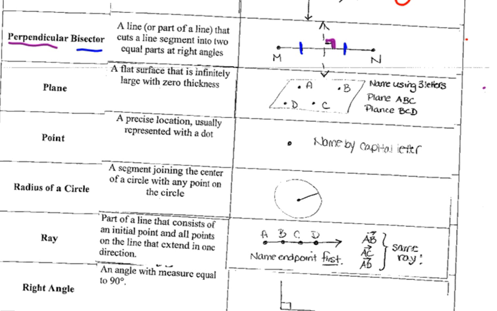Notice that a perpendicular bisector can be a line, could be a line segment, could be a ray, anything that forms right angles because of the word perpendicular and cuts that line segment into two equal parts due to the word bisector. Plane I already talked about a little bit previously in the video.